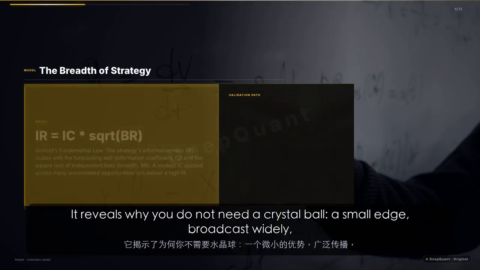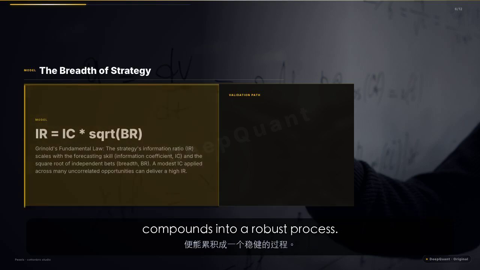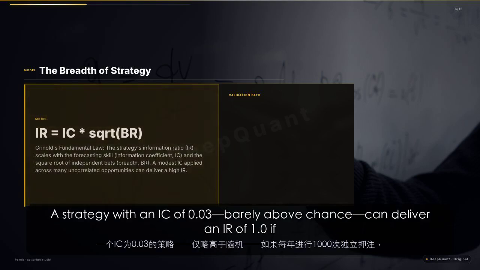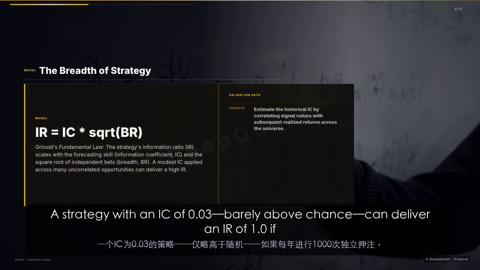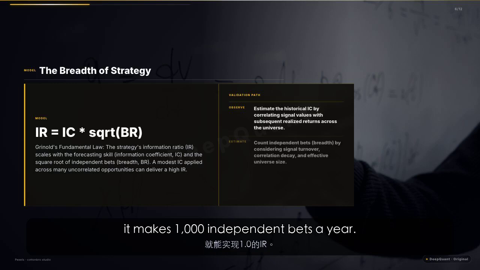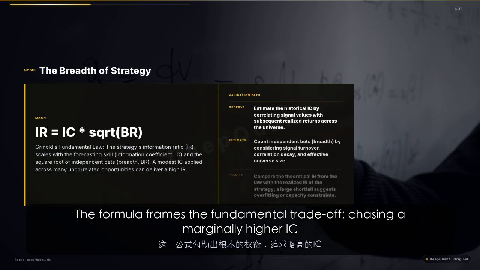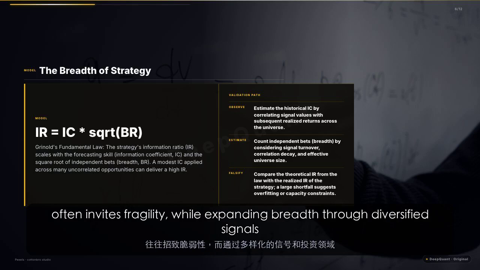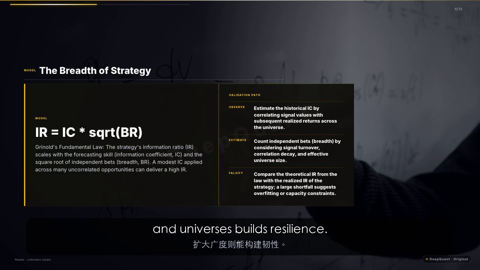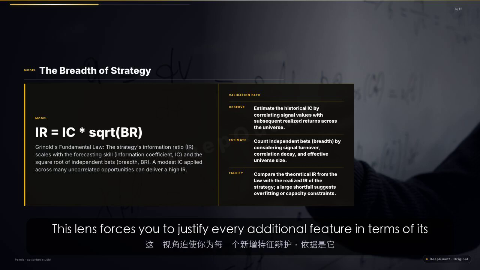It reveals why you do not need a crystal ball: a small edge, broadcast widely, compounds into a robust process. A strategy with an IC of 0.03, barely above chance, can deliver an IR of 1.0 if it makes 1,000 independent bets a year. The formula frames the fundamental trade-off: chasing a marginally higher IC often invites fragility, while expanding breadth through diversified signals and universes builds resilience. Complexity is not the hero, breadth is.